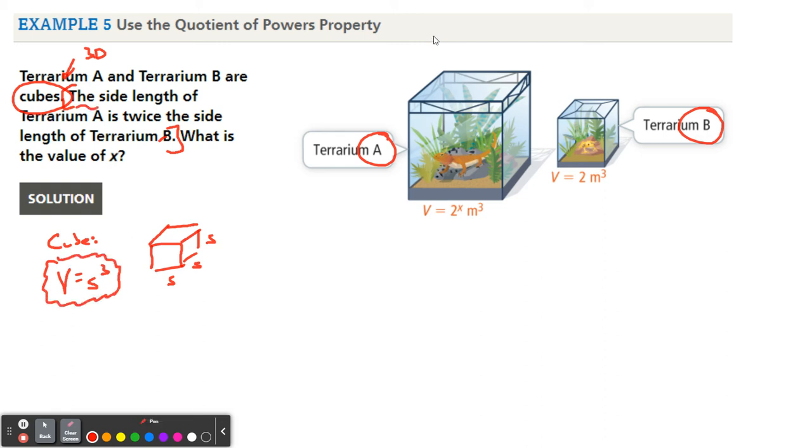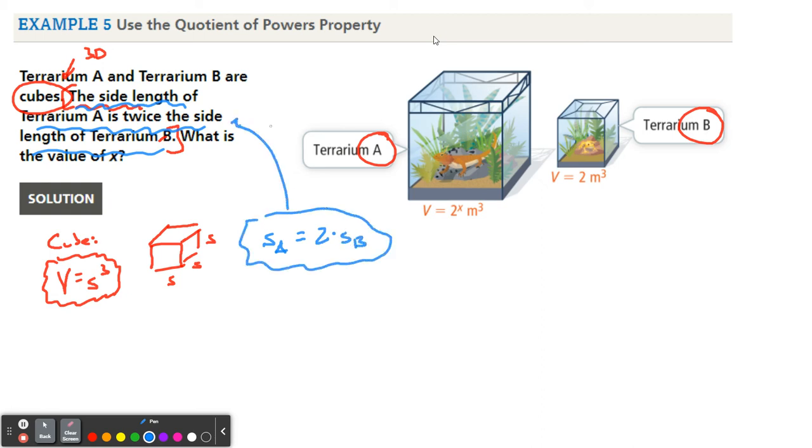Now again, I want to underline this. I'll do it in blue. I want to underline the side length of terrarium A is twice the side length of terrarium B. The side length of terrarium A is twice the side length of terrarium B. This equation comes directly from that. Is means equals, and twice means times 2. So over here, I can create some expressions for the volume of terrarium A and the volume of terrarium B.